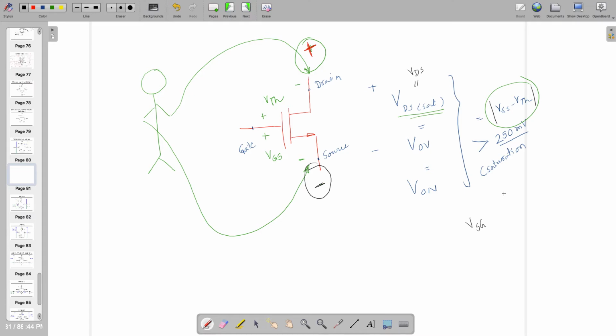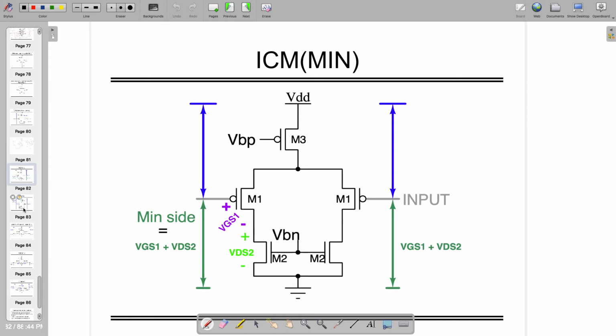So VSG will give you the positive number, whereas in the case of NMOS, this is going to give you a positive number. After getting so much understanding, we can write it down directly. Let's assume that I'm interested in finding out the ICM min, or the input common mode minimum side. Minimum side is where the input is given. You need to go downside with respect to ground.